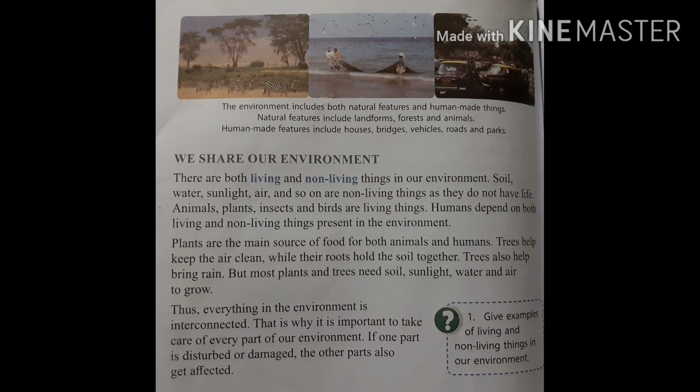Plants are the main source of food for both animals and humans. Trees help keep the air clean while their roots hold the soil together. Trees also help bring rain. But most plants and trees need soil, sunlight, water and air to grow. Thus, everything in the environment is interconnected. That is why it is important to take care of every part of our environment. If one part is disturbed or damaged, the other parts also get affected.